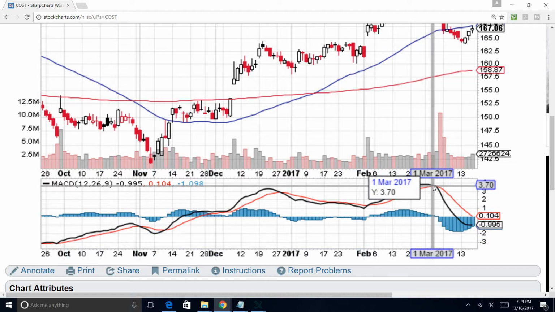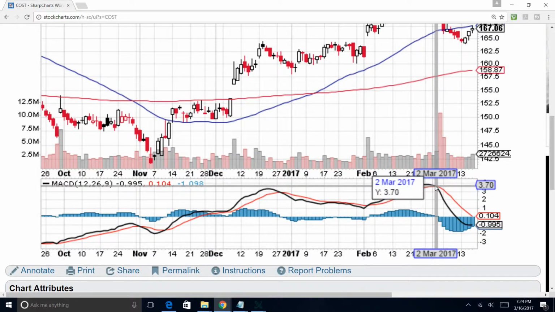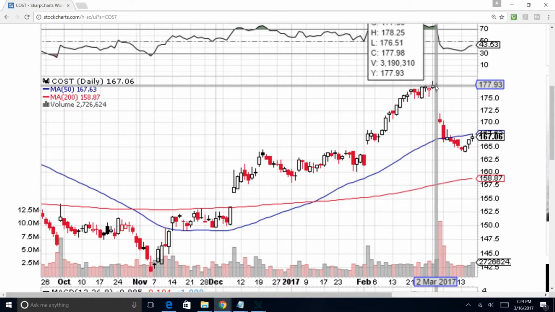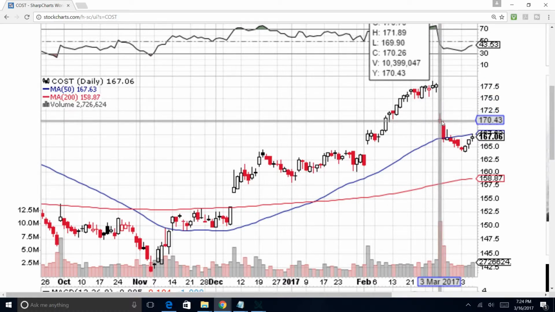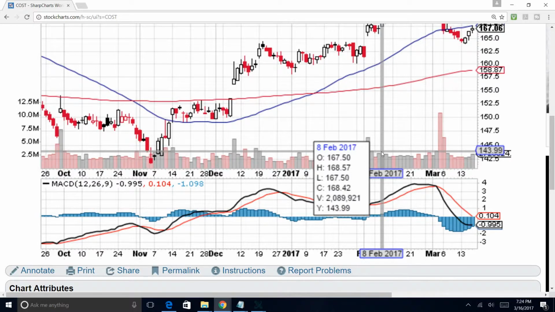For example, if we look here, here's a confirmation of the black crossing the red on a downturn. And if we look up here, that was right after this day where Costco dropped from 177 to 170 the very next day. So MACD can be very helpful. I generally use it for confirmation.